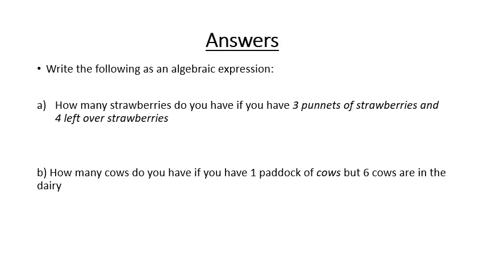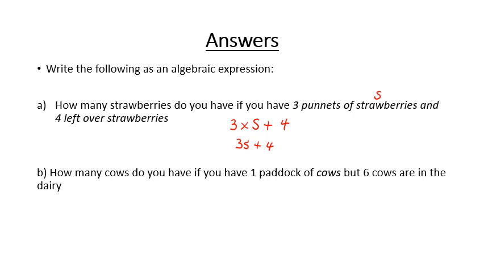Okay, so let's see how you went. In the first question it says, how many strawberries do you have if you have 3 punnets of strawberries and 4 leftover strawberries, or 4 strawberries left over? So I'm going to use S as my variable for strawberries. So strawberries is going to be represented with a red S. I have 3 lots of the punnets, and I have 4 single strawberries left over. So this becomes 3s plus 4.